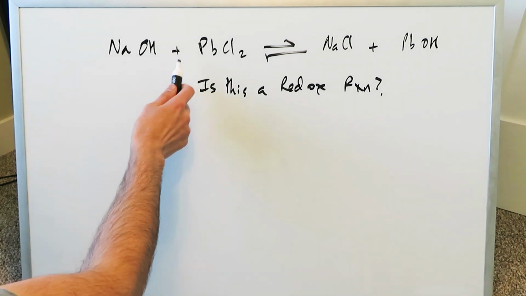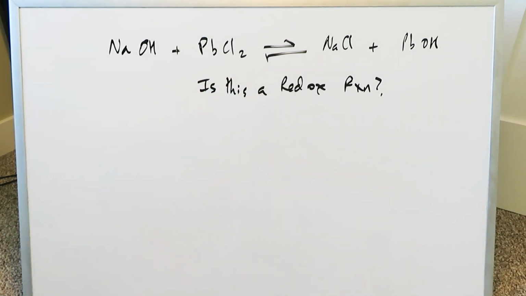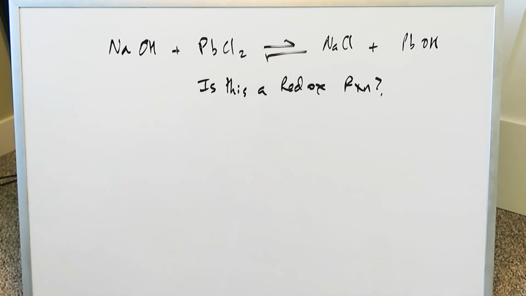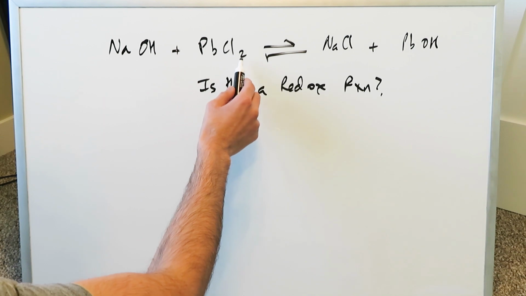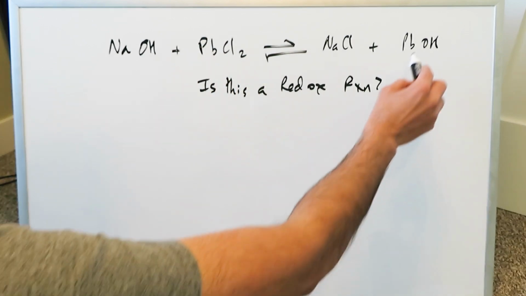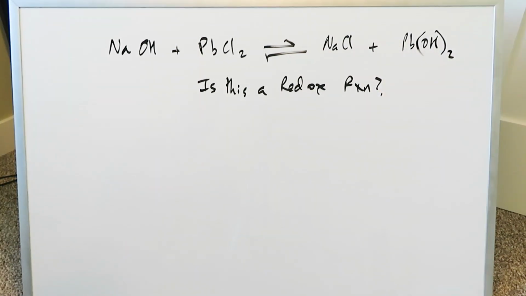We have NaOH plus lead chloride. We don't know which direction equilibrium will take, but we're not worrying about that. Giving sodium chloride and lead hydroxide. The fact that you have a 2 over here tells you the oxidation state of lead is +2. You would have a 2 over here because hydroxide anion is always -1.